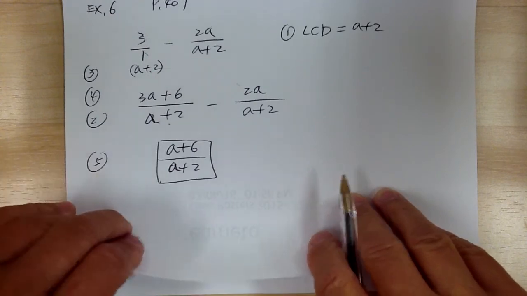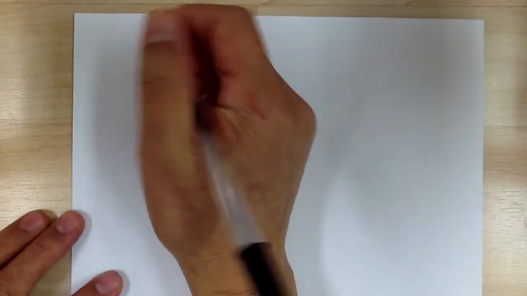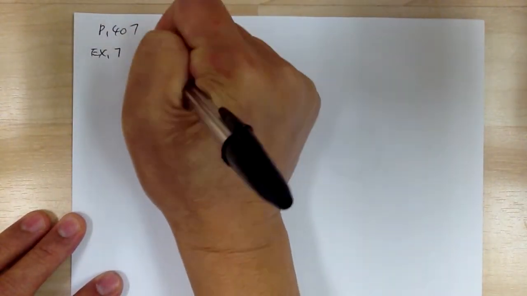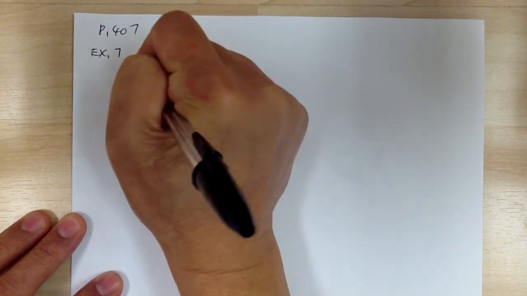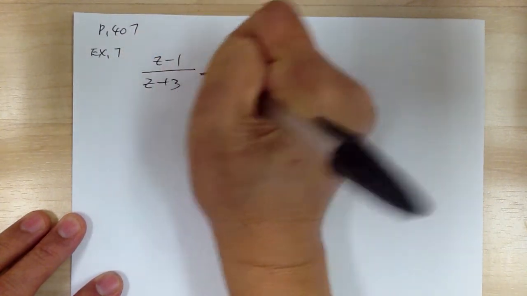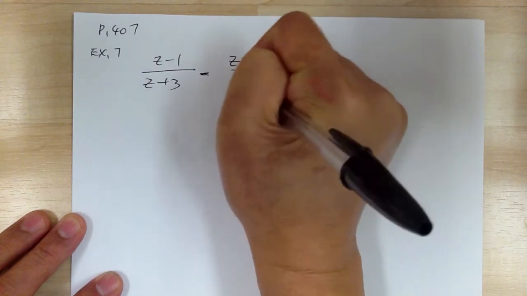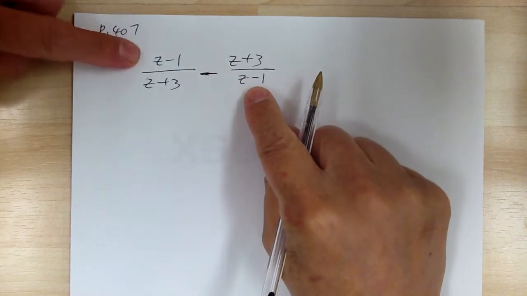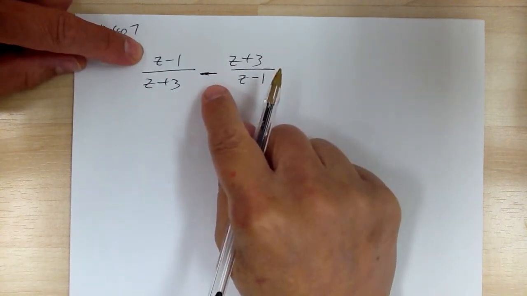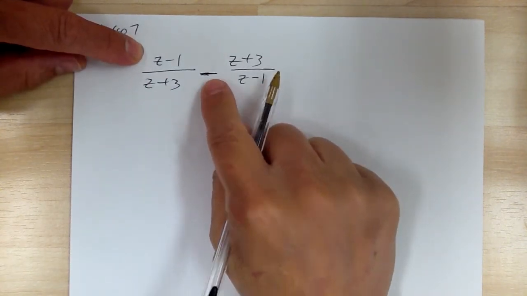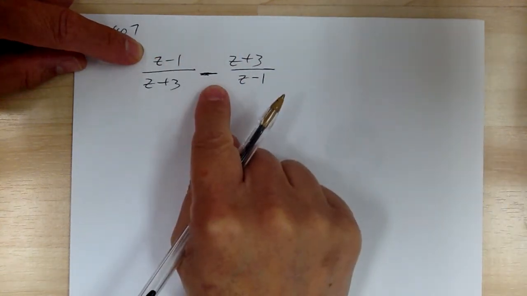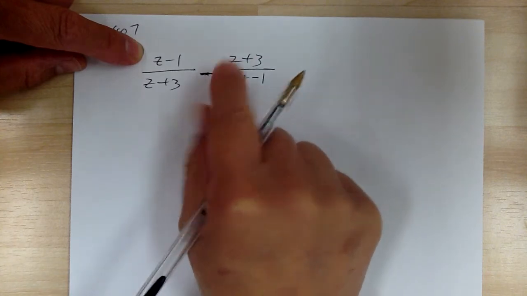Okay, let's go to example 7. You have z minus 1 over z plus 3 minus z plus 3 over z minus 1. Now, do not cancel these. Do not cancel these. You cannot cancel because this is not a multiplication. If it's a multiplication, then you can cancel, it becomes 1.